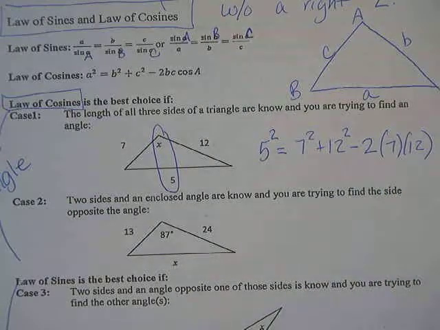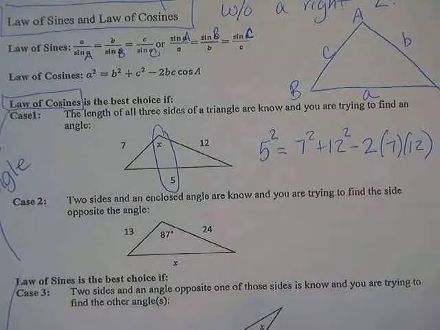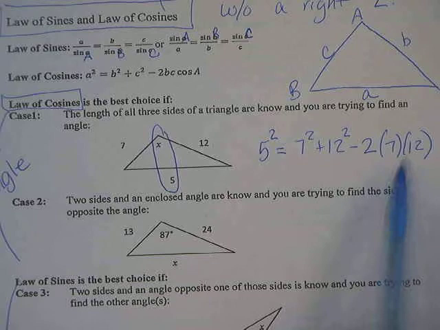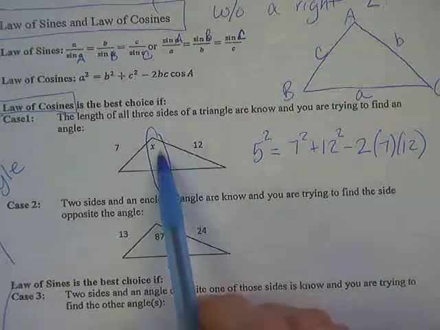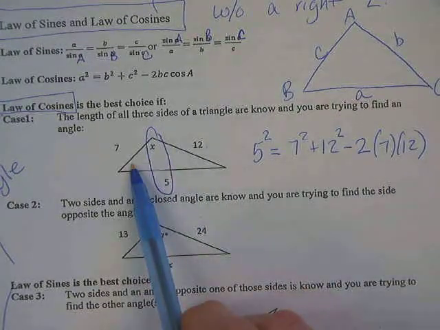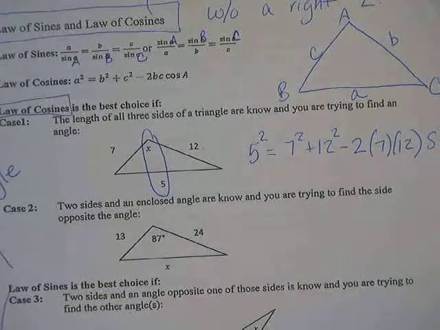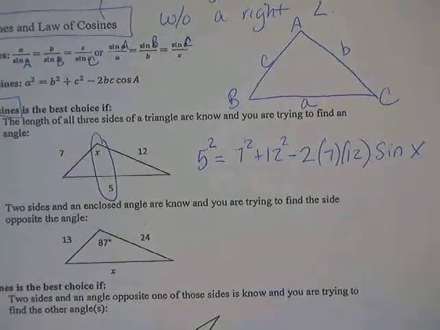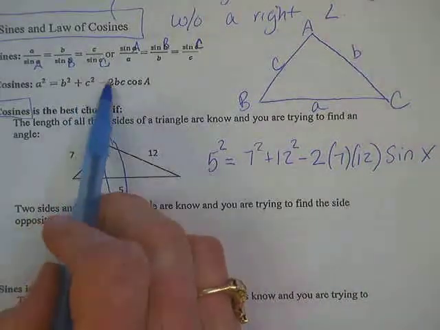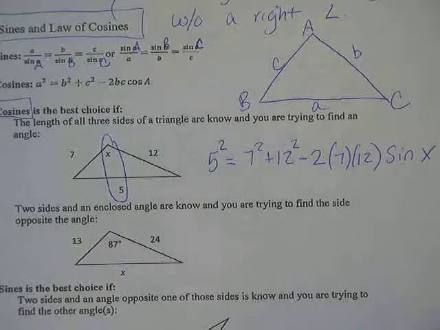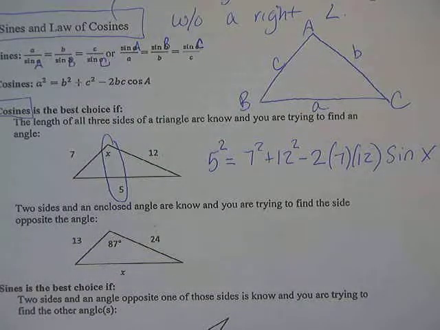Either order, it doesn't matter. Minus 2 times what you just used. 2 times 7 times 12. So the B and C sides are like your middle matter. They go in the middle, either order, as long as you have each of them here and each of them there. And then we end it with the cosine of the angle that you circled. So it'd be the cosine of x.